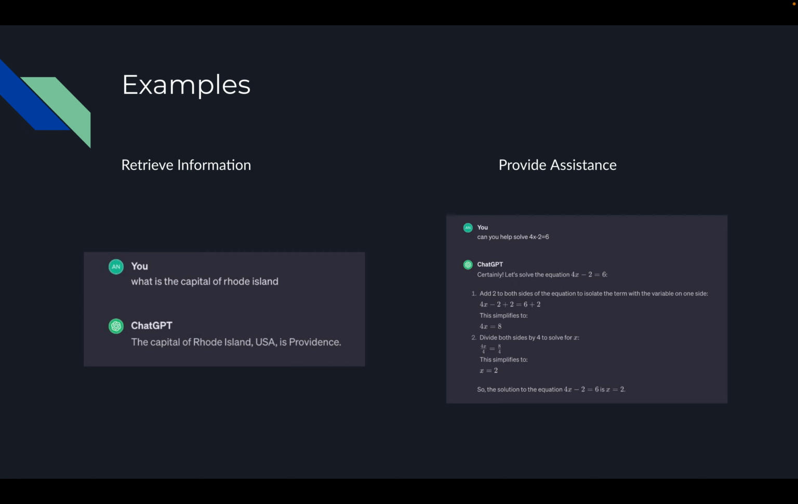So moving on, here are just some examples. For retrieving information, I asked it, what is the capital of Rhode Island? And the capital of Rhode Island, USA, is Providence. So it just answered it outright, in a more conversational way instead of just saying Providence, period. It gave it to me in a bit more of a talking way.